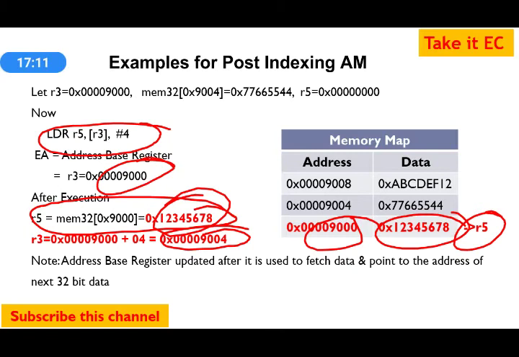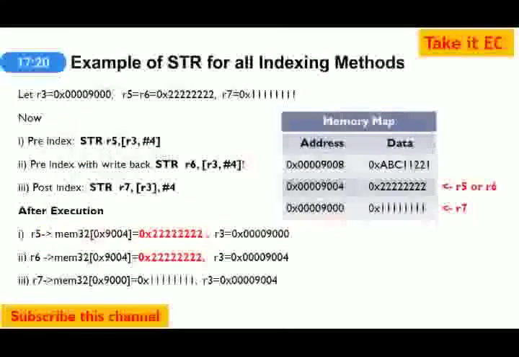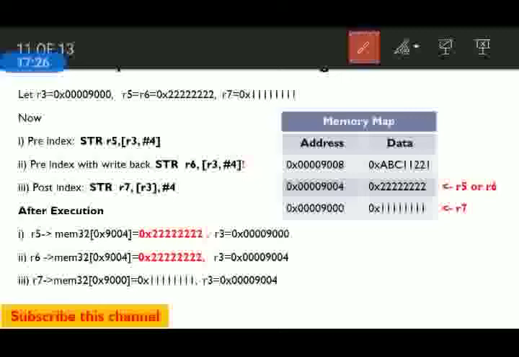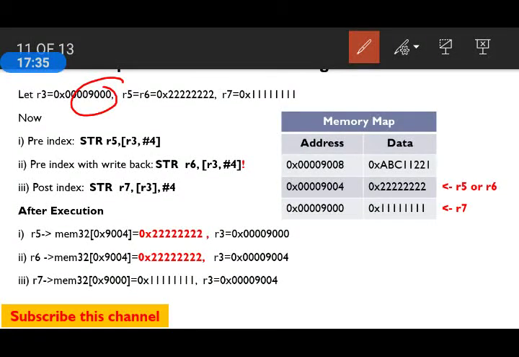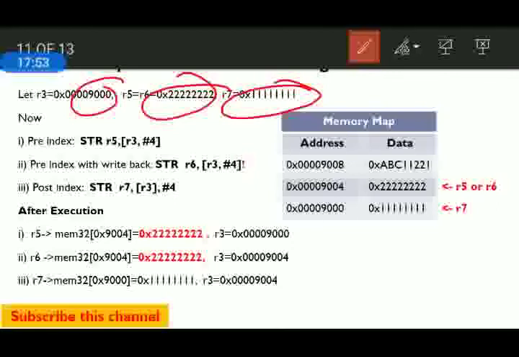Let us compare these three indexing methods in the next slides. But before that, let us take the working of the str instruction in the next slide. So, examples of str instructions for all indexing methods. Let us check how str can be used for all the indexing methods. Let us take R3 holding 9000 as a base address register, and let us take R5 and R6 holding the same data, 0x222222, and let us assume that R7 is holding 11111111 in hexadecimal.